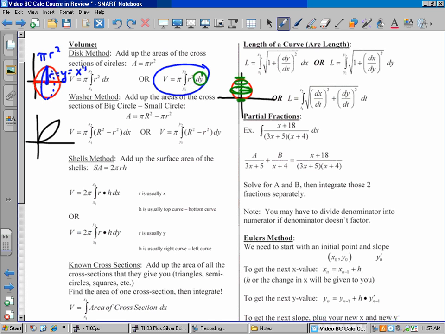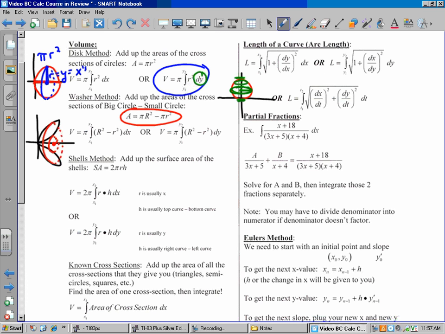The washer method is a second way to figure out the volume, and that is when the entire curve does not touch the line of revolution. So you're going to have a hole in the middle here. All right, so to find the area of a washer, you're going to do pi capital R squared. Here's the big radius.